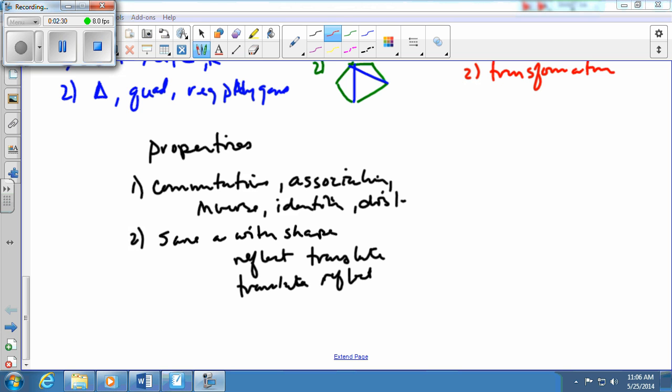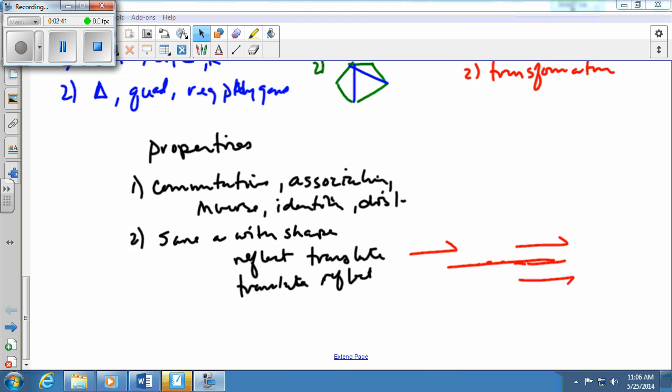So if I took and I translated it, so it's over here, and then I reflected it about this line, would that be the same as reflecting first and then moving it this direction? Would I end up at the same place? And I would. So we can see that those are commutative.